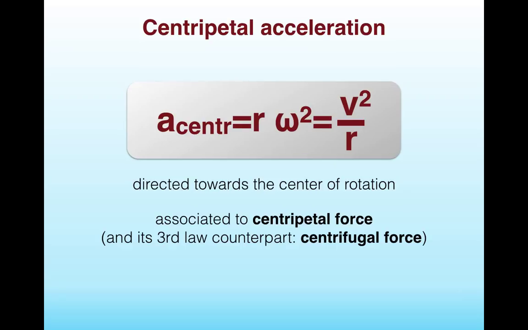We can define centripetal acceleration to be r omega squared. Since we recently defined the velocity of the point to be r omega, we can see that that's equivalent to v squared over r. This is the acceleration that points towards the center of the rotation. It's called the centripetal force. Since it's not moving in or out in the circle, it must have a third law counterpart equal and opposite in direction, called the centrifugal force.